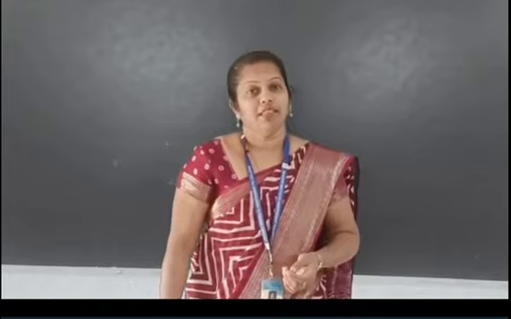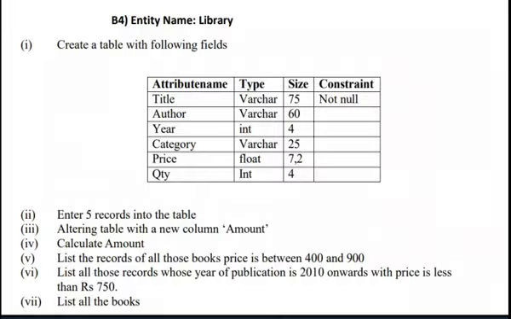Today, we will explain the fourth experiment of MySQL, that is the library table. If you see the question, under that you have to create one table, call it library. Under that, title, author, year, category, price, quantity are the attributes.